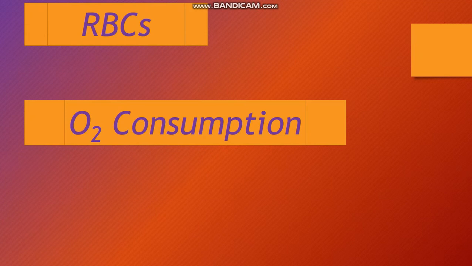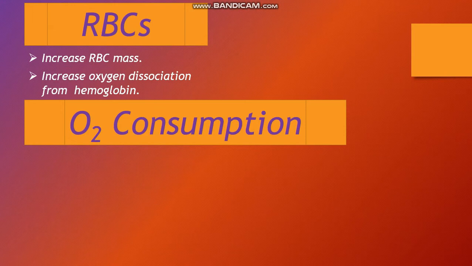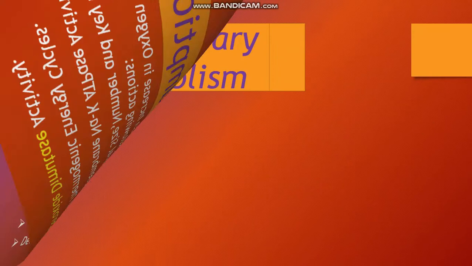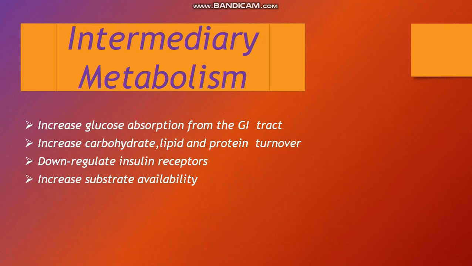RBCs, oxygen consumption. Increased RBC mass, increased oxygen dissociation from hemoglobin. Thyroid hormones cause an increase in the oxygen consumption through the following action. Increased mitochondrial size, number and key enzymes. Increased plasma membrane sodium potassium ATPase activity. Increased futile thermogenic energy cycles. Decreased superoxide dismutase activity. Intermediary metabolism: increased glucose absorption from the gastrointestinal tract, increased carbohydrate, lipid and protein turnover, downregulated insulin receptors, increased substrate availability.